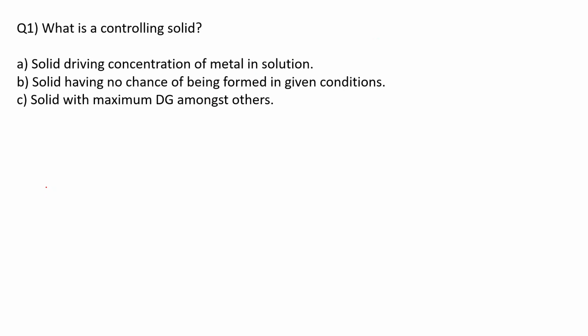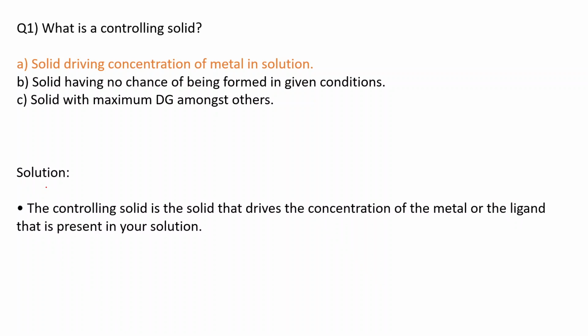So the first question is, what is the controlling solid? Here we need to find out the solid, as there will be formation of different types of solids in a reaction. Which type of solid, for example if the cation is calcium and the anion can be hydroxide as well as carbonate, which will be formed? So which is the controlling solid? The solid deriving the concentration of metal in solution, or for which there is no chance of being formed, a solid with maximum delta G amongst others. So the answer is the solid deriving the concentration of metal in solution.